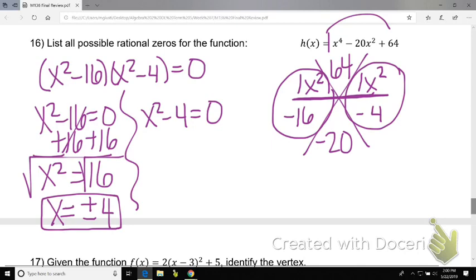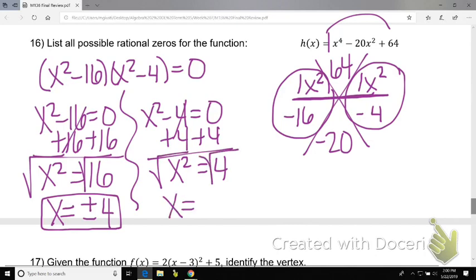And I'm going to do the same thing with the other one. I'd add 4. And I'd get x squared equals 4. And then I'd finish by taking the square root. So what's the square root of 4? Plus and negative 2. Yep, positive and negative 2. I don't know why I say plus. Well, I say plus or minus all the time. Positive or negative, plus or minus.